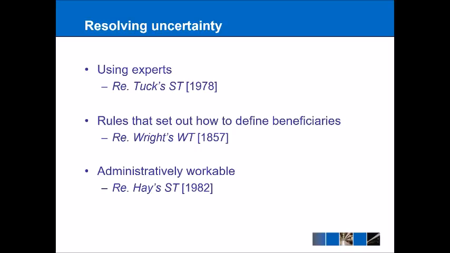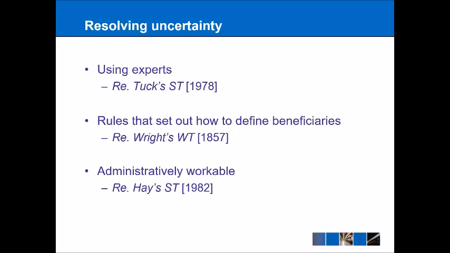Also, and finally, in terms of resolving uncertainty, it may appear that a trust that, for example, could apply to everyone in the UK would simply be too wide to be workable. And in most situations like that, the courts would say, well, this trust instrument is going to fail because it simply cannot be administered. However, if it is administratively workable, then the courts will not strike it down.